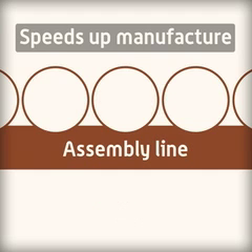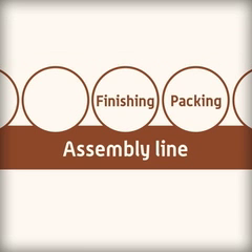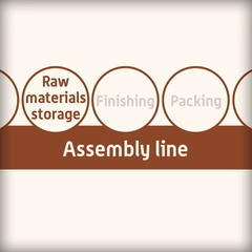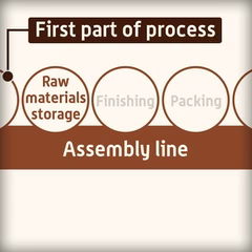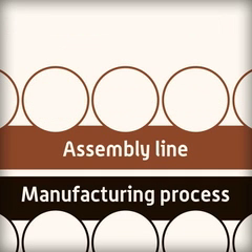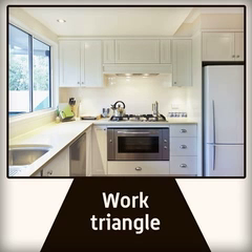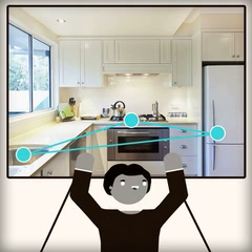Having stages of an assembly line near to each other can prevent the workforce wasting time and energy walking between different areas. For example, the finishing area should be near the packing area, or the raw materials storage area is near the first part of the process. In other words, the areas should logically follow the order of the manufacturing process. Look at the kitchen at home. Kitchens are designed using a work triangle, using a plan of where to put the fridge, cooker, and sink so that people don't have to walk far between them.